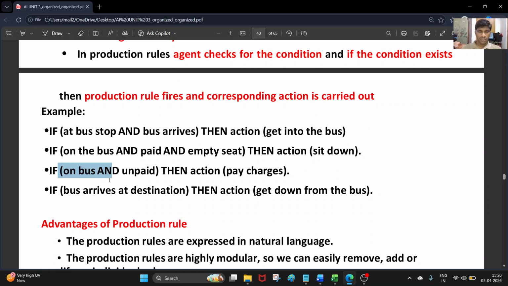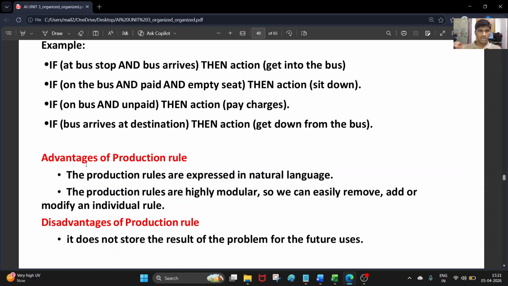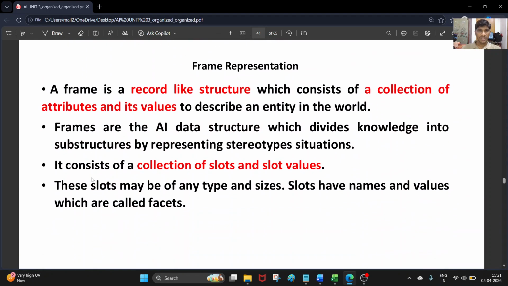So if on bus and paid and the seat is empty. So if you are getting into the bus and you are paying and getting a ticket, and once the seat is empty, then what is the action? You will sit down in the seat. Similarly, other actions also can be taken.